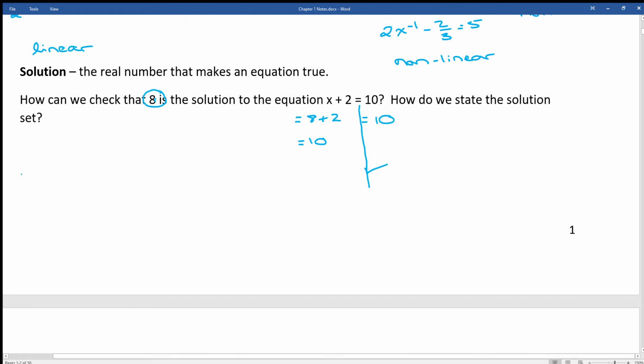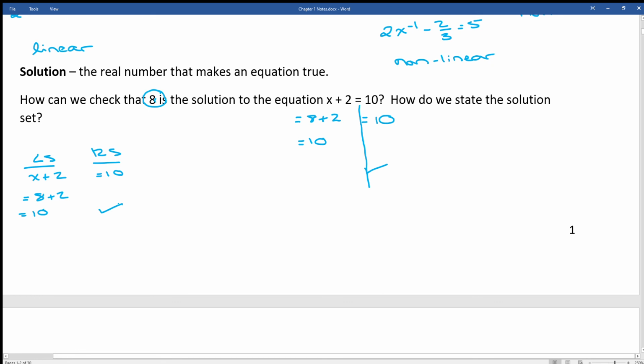Some people will actually work on them separately. They'll say, hey, this is the left side. The left side is x plus 2. If I put in x is 8, I get 10. My right side is just 10. So since I got my left side equal to my right side, 8 is the solution.